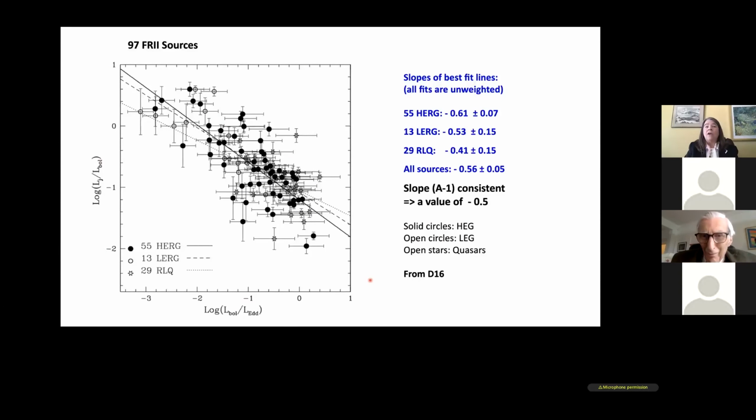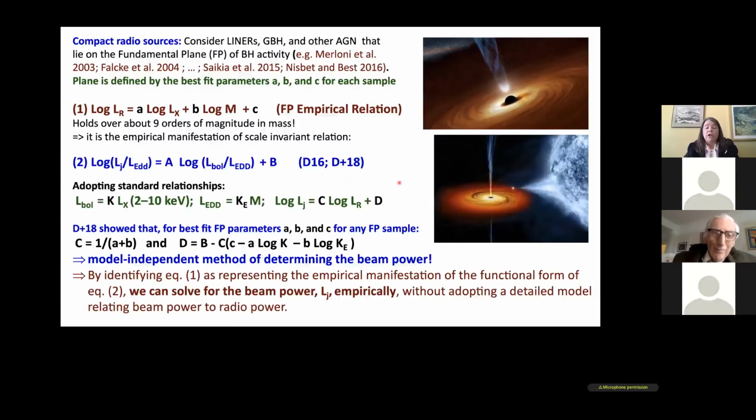So now we want to add significant additional samples. And you probably have heard of the fundamental plane of black hole activity. The fundamental plane of black hole activity can be applied to sources with compact radio emission. So now the radio emission is coming from a region quite close to the black hole, and it's a compact radio source. So it's not an FR2, it's not an FR1, it's a compact radio source.